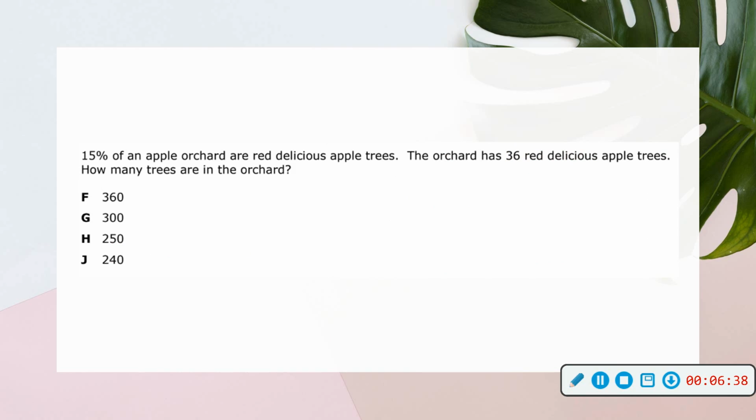15% of the apple orchard are red delicious apple trees. The orchard has 36 red delicious apple trees. How many trees are in the orchard? So in this case, again, let's identify what we know first. My 100 does not change. Are we given a percent? Yes, we are. We know that 15% of the apples are red delicious. The orchard has how many total trees?